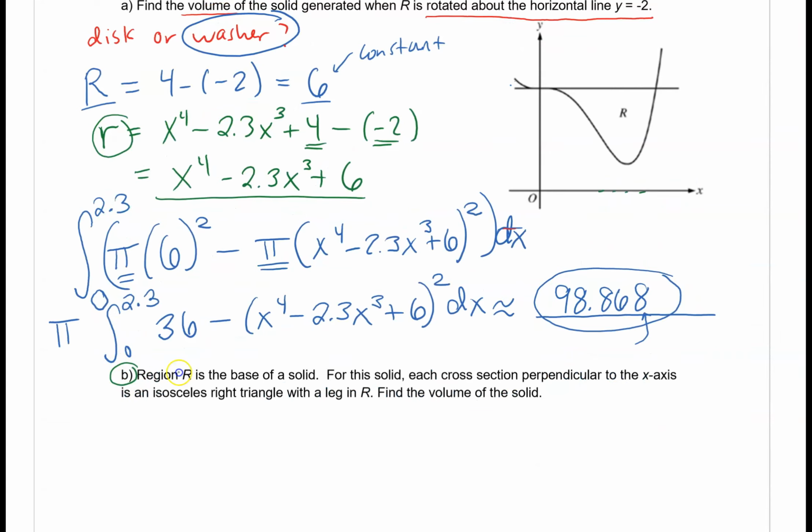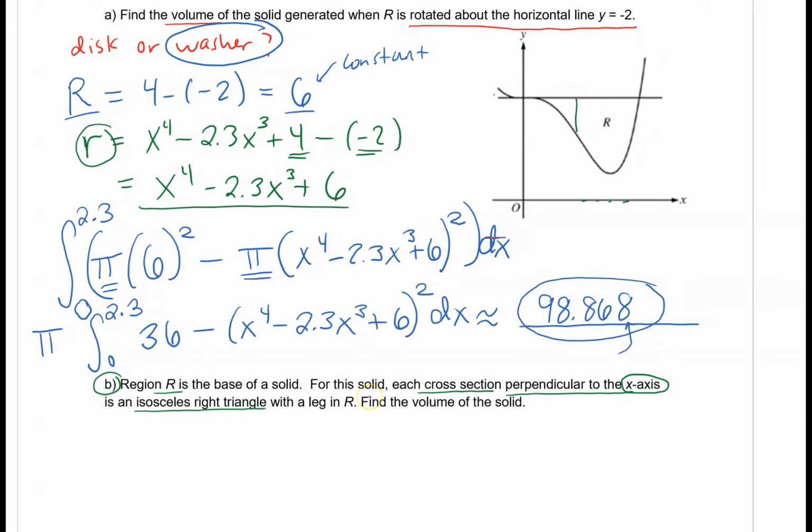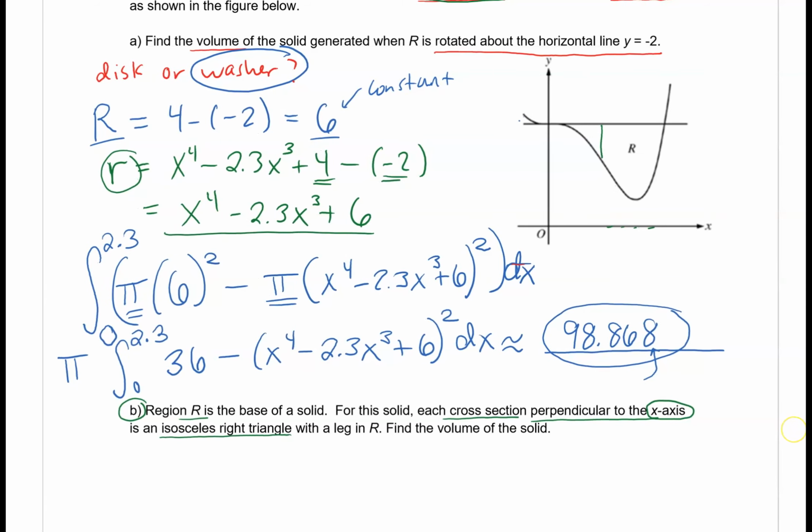Now for part B, they're asking us to do a volume by cross-section perpendicular to the x-axis. That means we're going to integrate with respect to x. And region R is the base. So this here is the base of our solid, and we're going to be stacking isosceles right triangles on top of this solid. Now remember, an isosceles right triangle is a right triangle with two equal sides. So here it's saying that the leg is in the region. So what that means is that this leg is equal to the height, and then they'd be kind of stacked this way. So imagine a bunch of these right triangles just stacked right on top of this region where the leg is equal to the height of this isosceles right triangle.